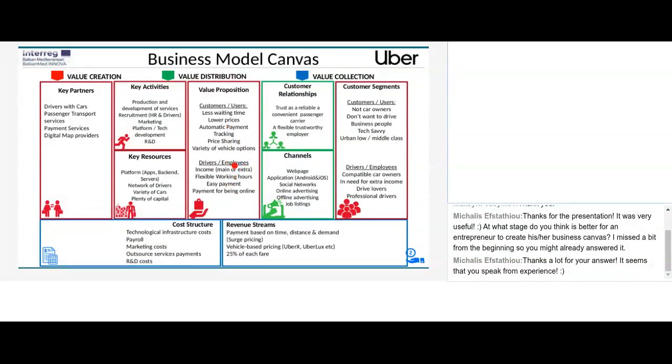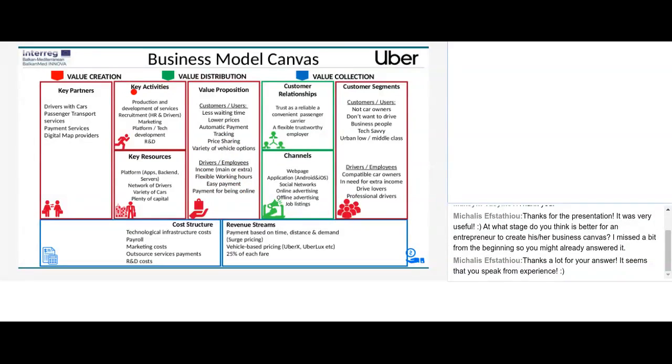As for the drivers, the value for them is the extra income, as main or extra, flexible working hours, easy payment through the platform, and they get paid, as I mentioned before, only for being online. You can be on standby and you still receive some income, which is a really good thing.